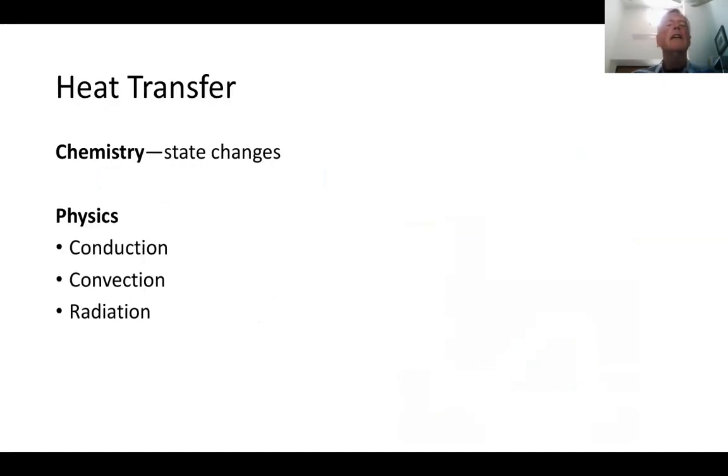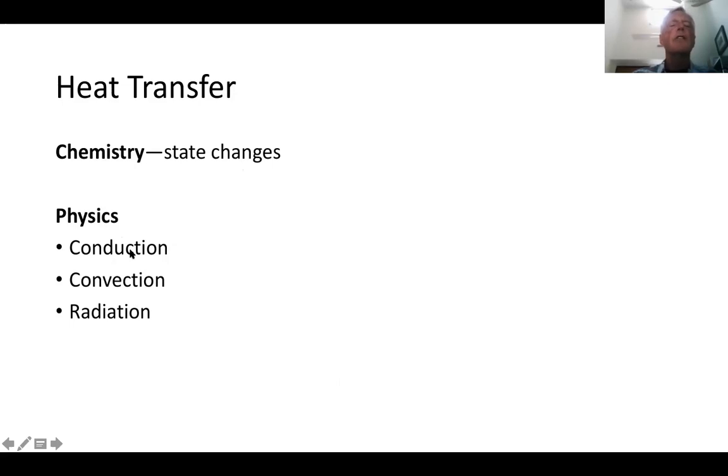Okay, now I need to move to heat transfer because heat is what temperature is all about. Temperature and heat are related. Temperature is simply a measure of the amount of heat energy that there is in the environment. And heat changes and moves around in the world. And it moves around in the world for two reasons. One is because of chemical state changes, and the other is through three processes of physics: conduction, convection, and radiation.